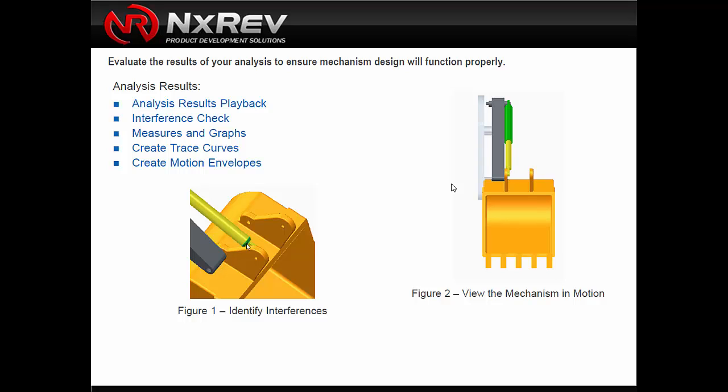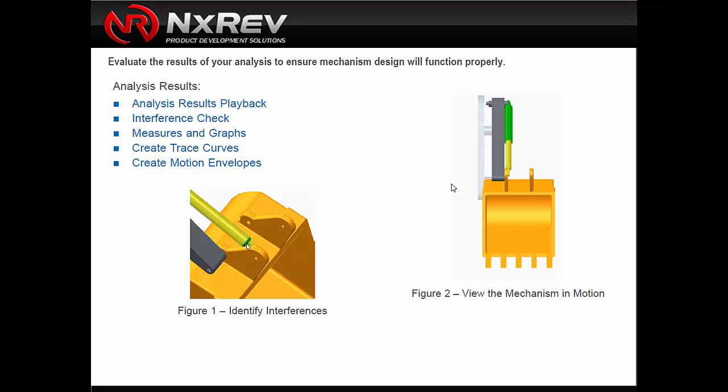And then after we've run that analysis with our measurements in place, we can play back this mechanism assembly in a few different ways. We can check for interferences. We can show the graphs of the measurement at the same time we're running the analysis, or playing back that analysis. We can even bring in some motion envelopes, which would show the entire range of motion.